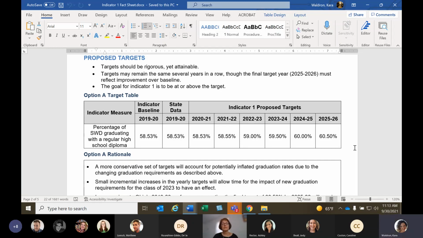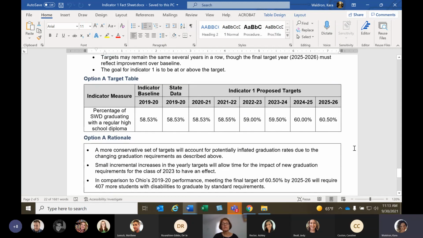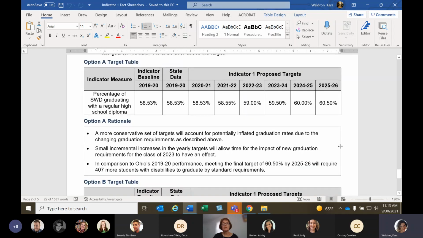So looking at our baseline, which is 58.53% for the class of 2020. That's going to be our starting place. So we have the same approach as before. Option A could be considered less rigorous. Option B, as we'll see, would be considered more rigorous.